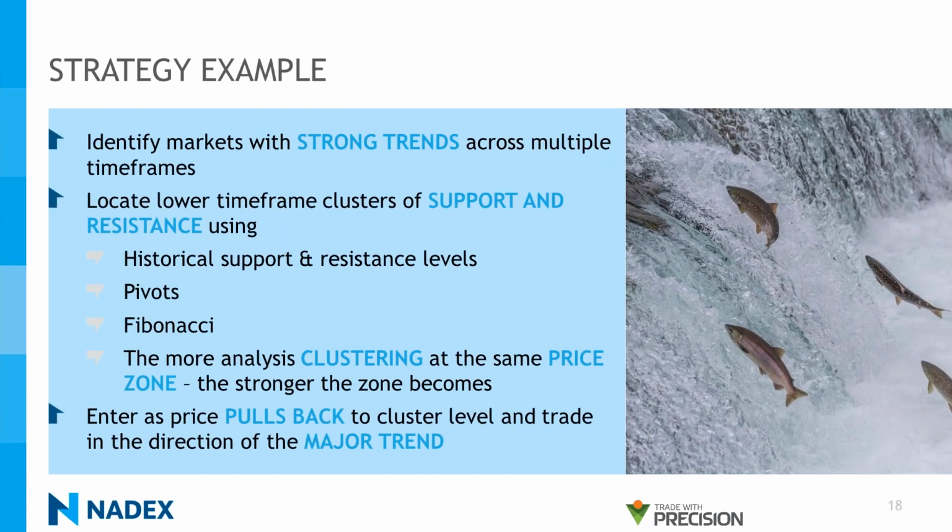Find some strong trending charts across multiple time frames to ensure that there is good price momentum and predictability in the market that you're interested in trading. Then move down to the lower time frame clusters of support and resistance levels to find that historical price action combined with any pivot levels and Fibonacci levels. And so as I've stated already, the more clustering you can find within the same price zone, the stronger that zone becomes.